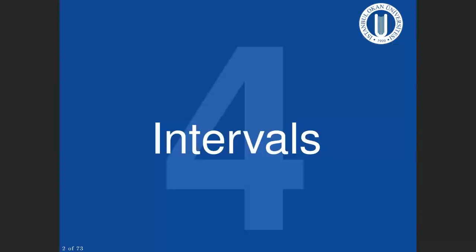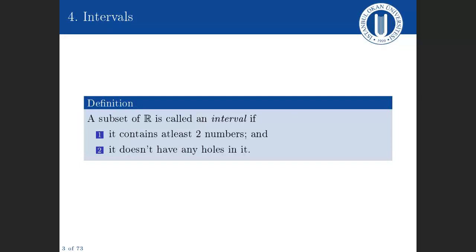First, let's talk about intervals. A subset of the real numbers is called an interval if it satisfies two rules. Rule number 1, it needs to contain at least two numbers, and rule number 2, it doesn't have any holes in it.